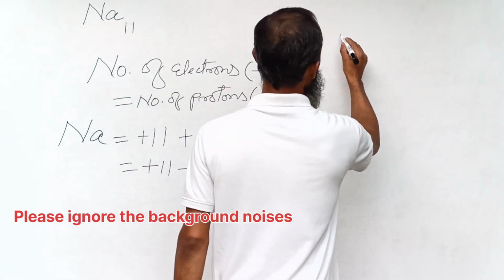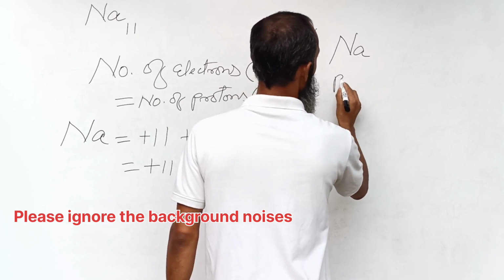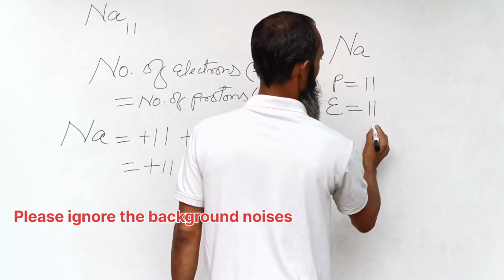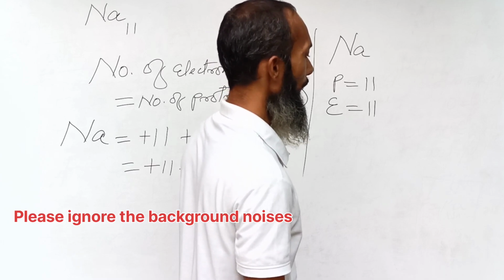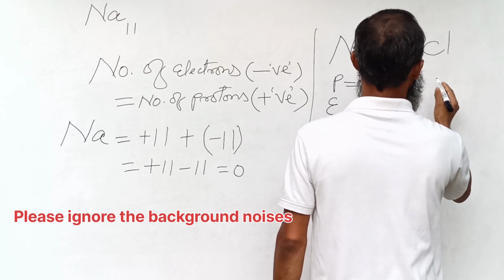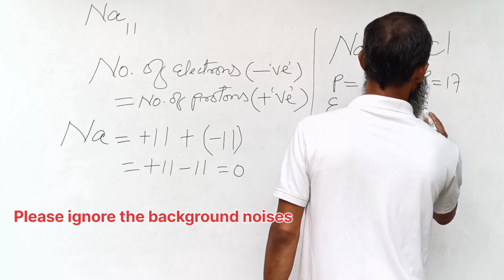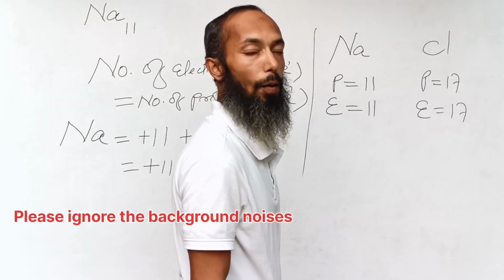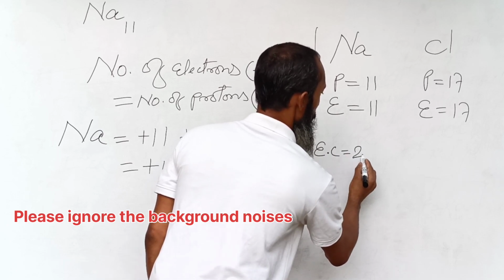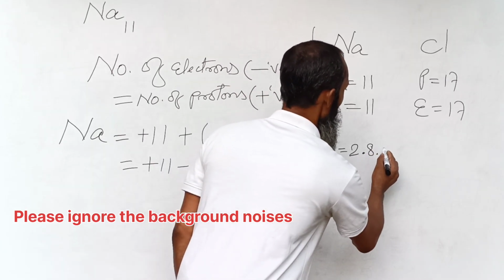Here let us see, for sodium, all of us know that it has 11 protons and 11 electrons. Now, if we react sodium with chlorine, here chlorine has 17 protons and 17 electrons. Now here see electronic configuration for sodium. First shell 2 electrons will enter, second shell 8 electrons enter, and in the third shell 1 electron enters.